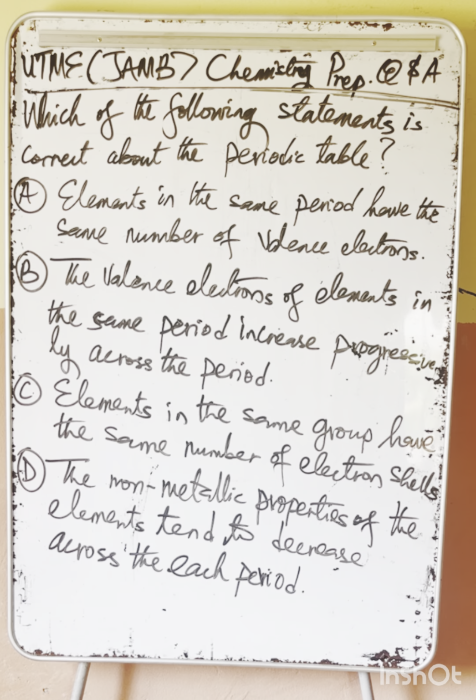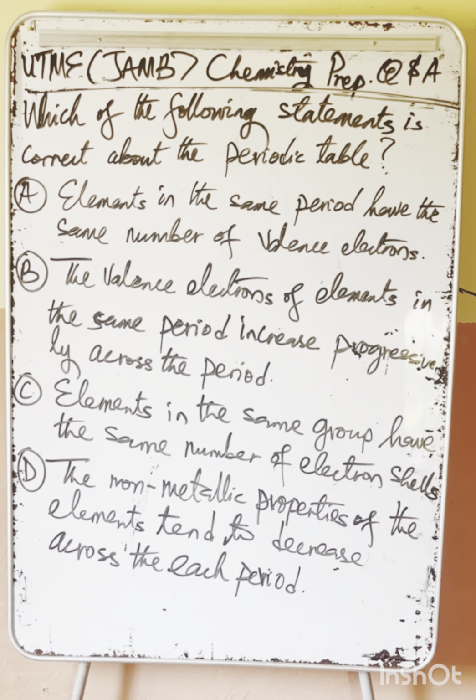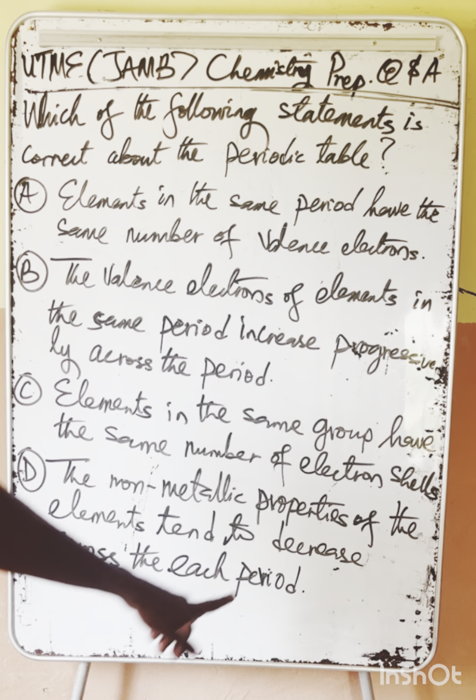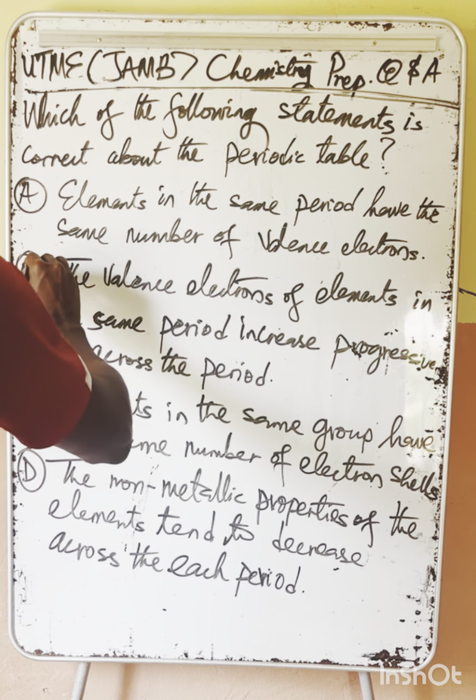Because across the period from left to right, on the left end of the periodic table, we have metals, okay? And as we move towards the right end, we are moving towards non-metal. So which actually means that non-metallic properties of elements increases across the period from left to right and not decrease. So in all of this, our answer still remains option B.